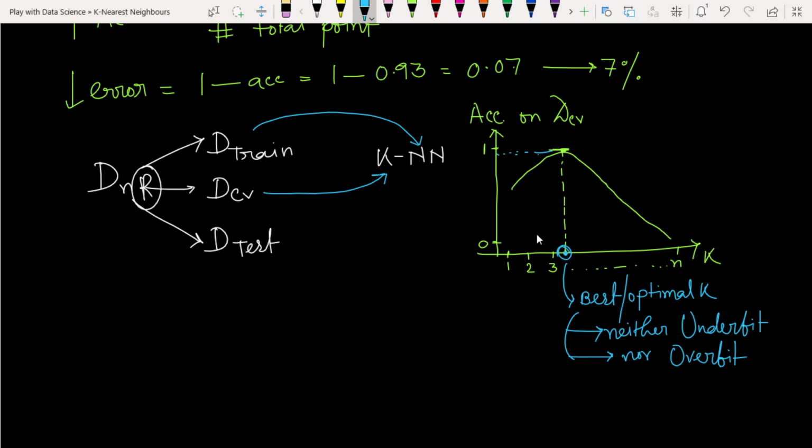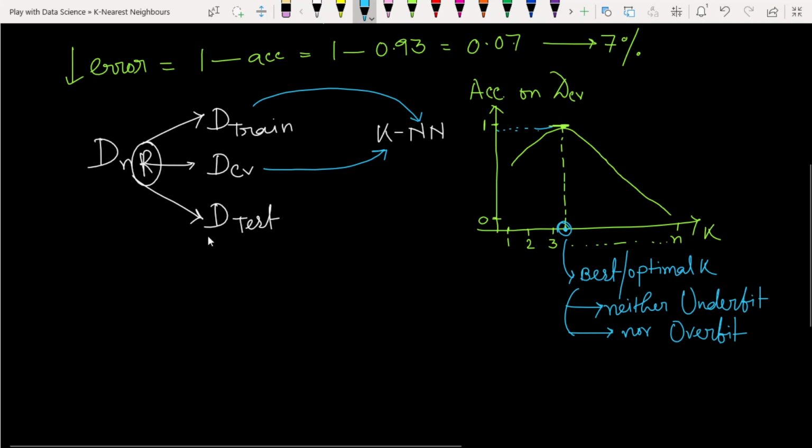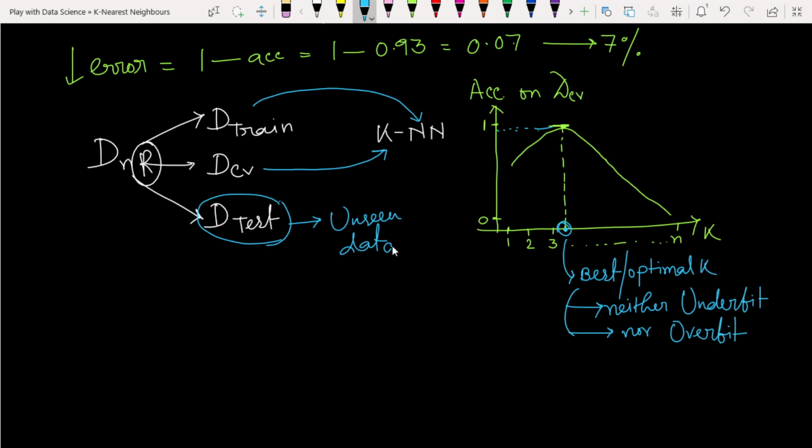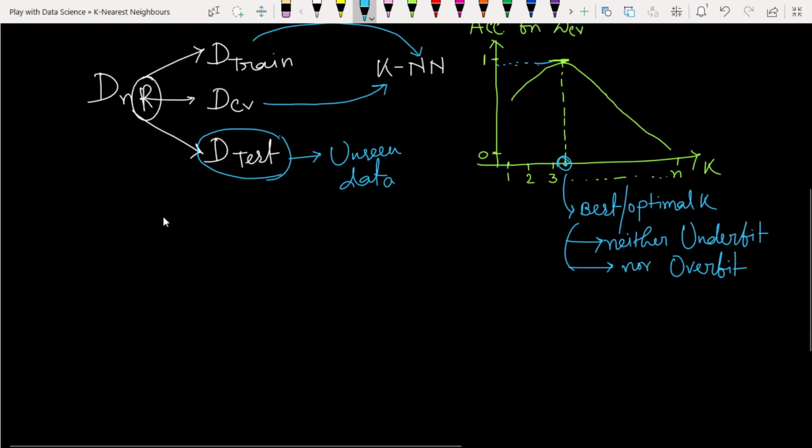So always it is not possible to draw the curve and to find the best k. So how to do this job? So let's see. And this test data we have taken as unseen data. We have taken this test data as unseen data. And how do we find the error?